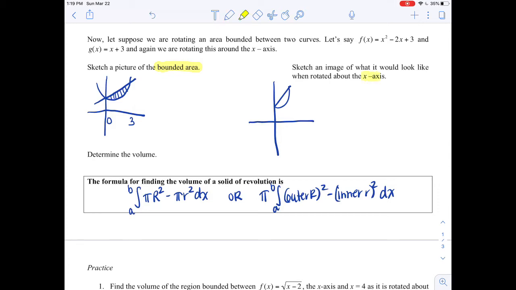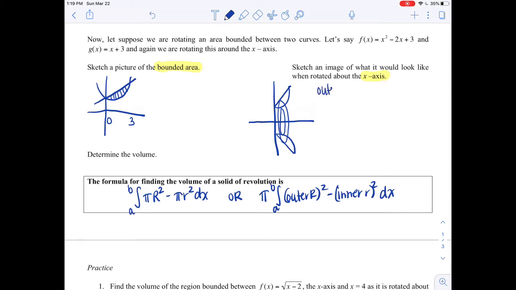So I take the region bounded between those two curves, just the region itself, and I draw it being reflected over the axis of rotation. The axis of rotation here is the x-axis, so I'm going to draw it reflected over the x-axis. Imagine again you're making these little discs or circles as this revolves around the x-axis.